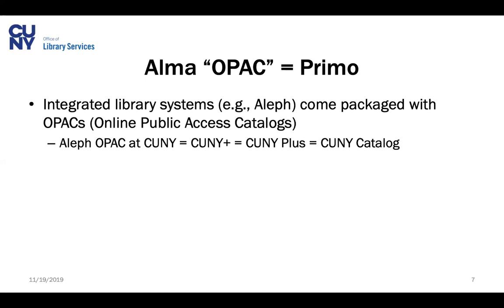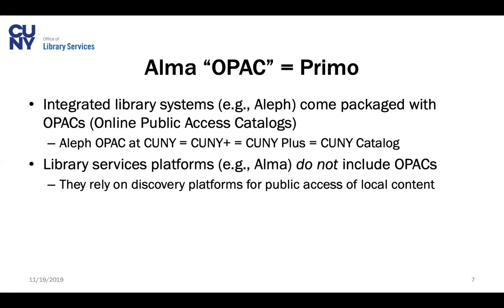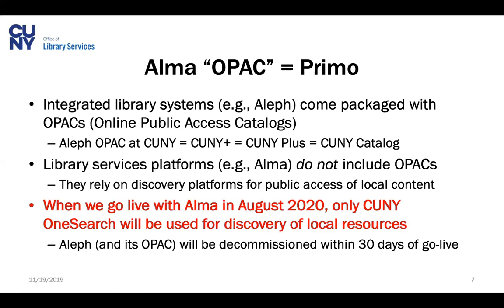So in the past, integrated library systems such as Aleph came packaged with OPACs. For us, that was CUNY Plus, or as it was later rebranded, CUNY Catalog. It is now kind of known as Classic Catalog. Alma, which is a library services platform, does not include an OPAC and relies on a discovery platform for public access of local content. And I want to stress the fact that when we go live with Alma in August of 2020, only OneSearch will be used to discover local resources. Aleph and its OPAC will be decommissioned within 30 days of go live.